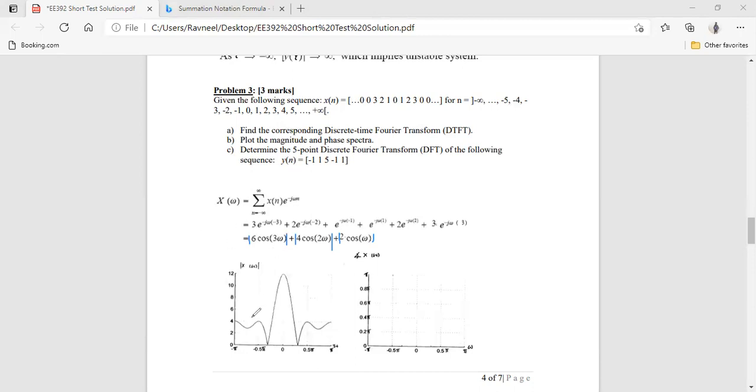That's when omega is equal to 0. We substitute 0 in place of omega, and we get 6 plus 4 plus 2, which is equal to 12. That is the magnitude over here. Likewise, we substitute different omega values, such as 0.25 pi, and see the values of these three terms, add them up, and move on to the other values. This is what we should be getting when we plot the magnitude plot of this. Is that fine? This was simple.